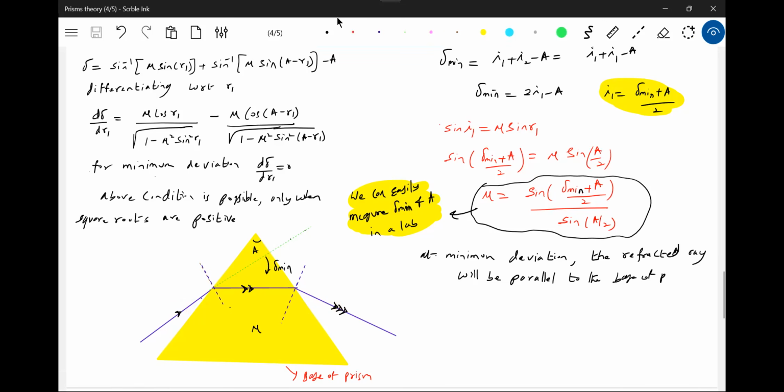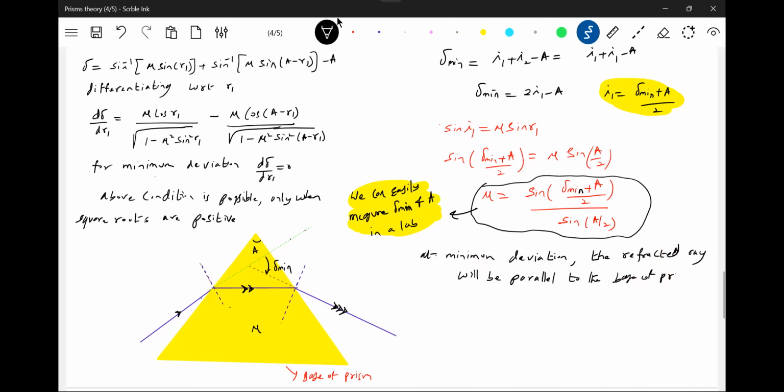The ray wanted to propagate along this green dotted line. Due to the prism, it will undergo deviation, and the deviation will be minimum. At minimum deviation, the refracted ray inside the prism will be parallel to the base of the prism. This is one very basic idea, and these are very important.